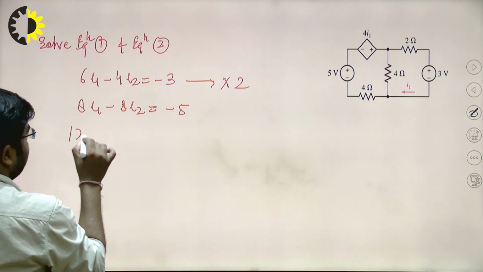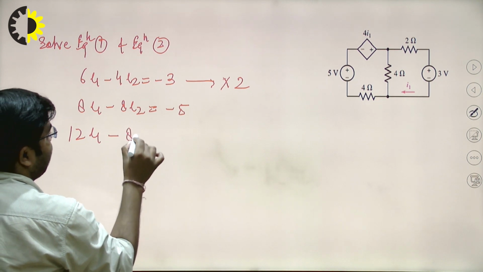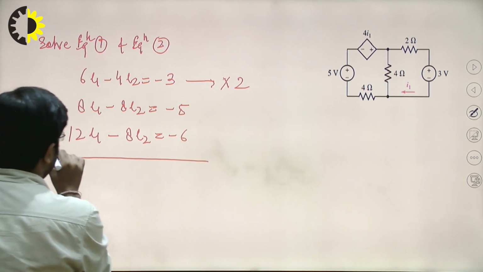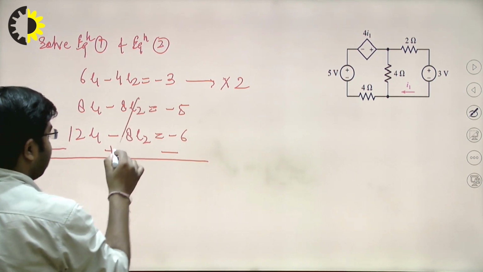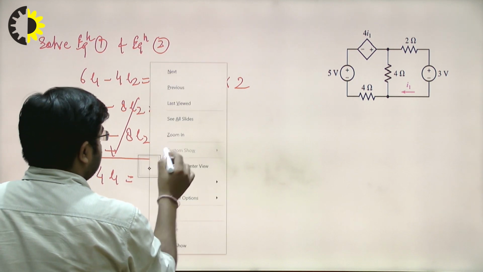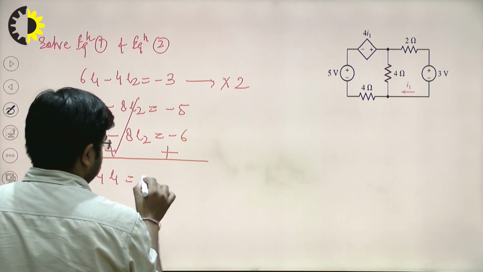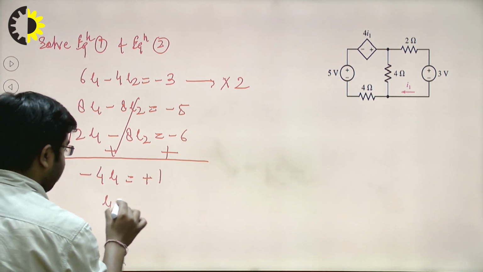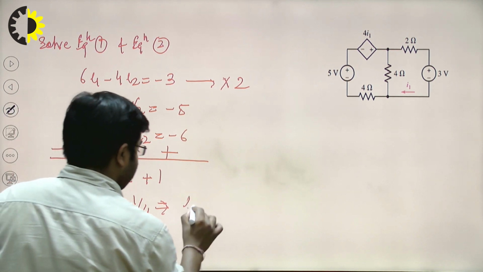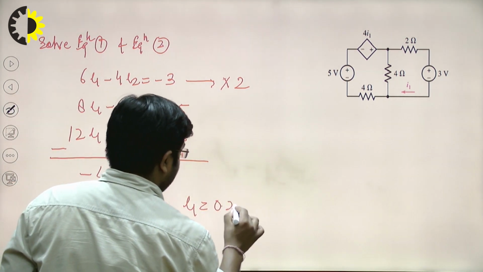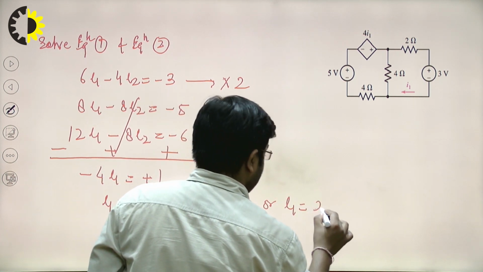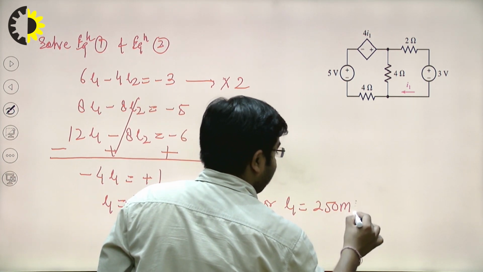So it will be 12 I1 minus 8 I2, that is equal to minus 6. So minus plus minus, so this will get cancelled out. This will be minus 4 I1 that is equal to, sorry, this will be plus 1. So I1 will be minus 1 by 4. So you can write I1 is equal to minus 0.25 ampere, or I1 is equal to minus 250 milliampere.